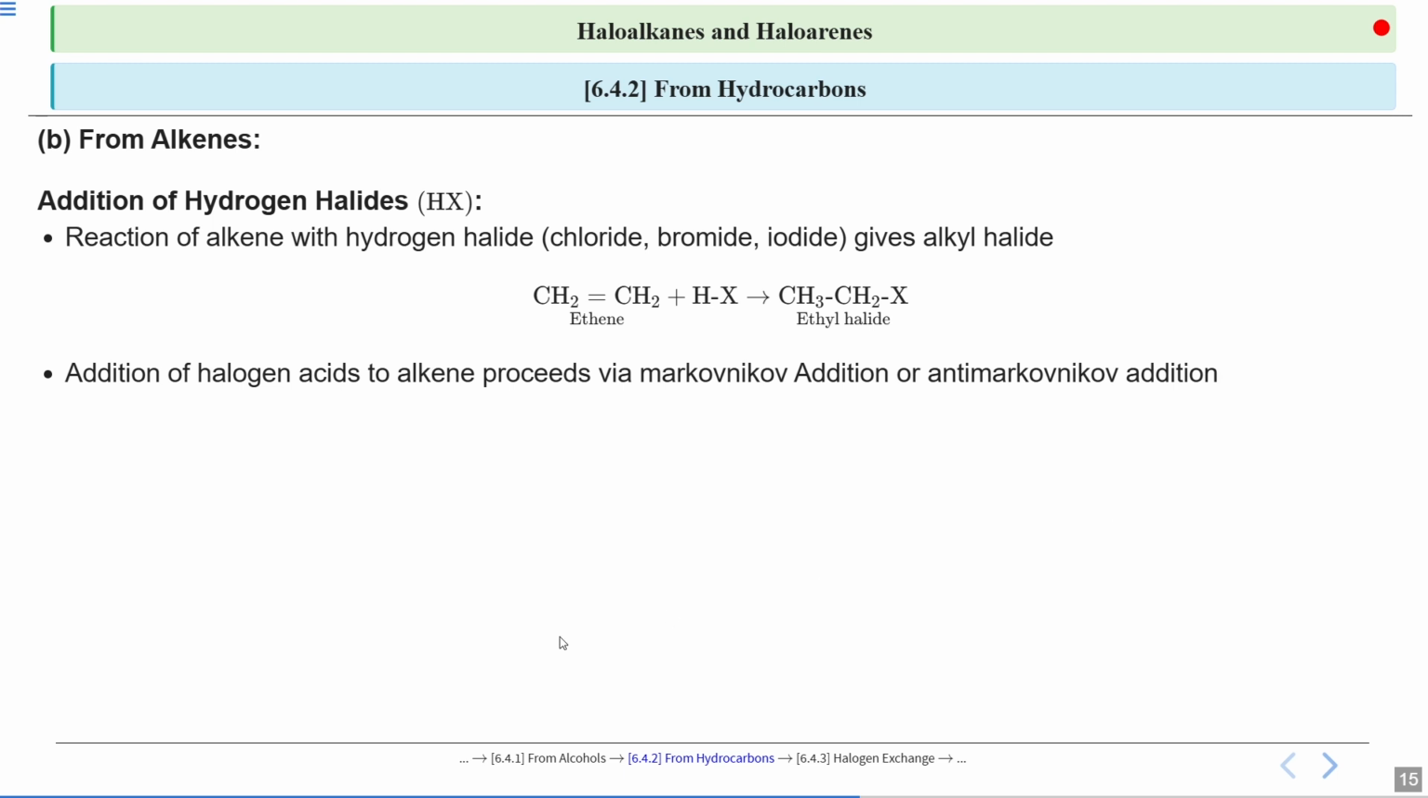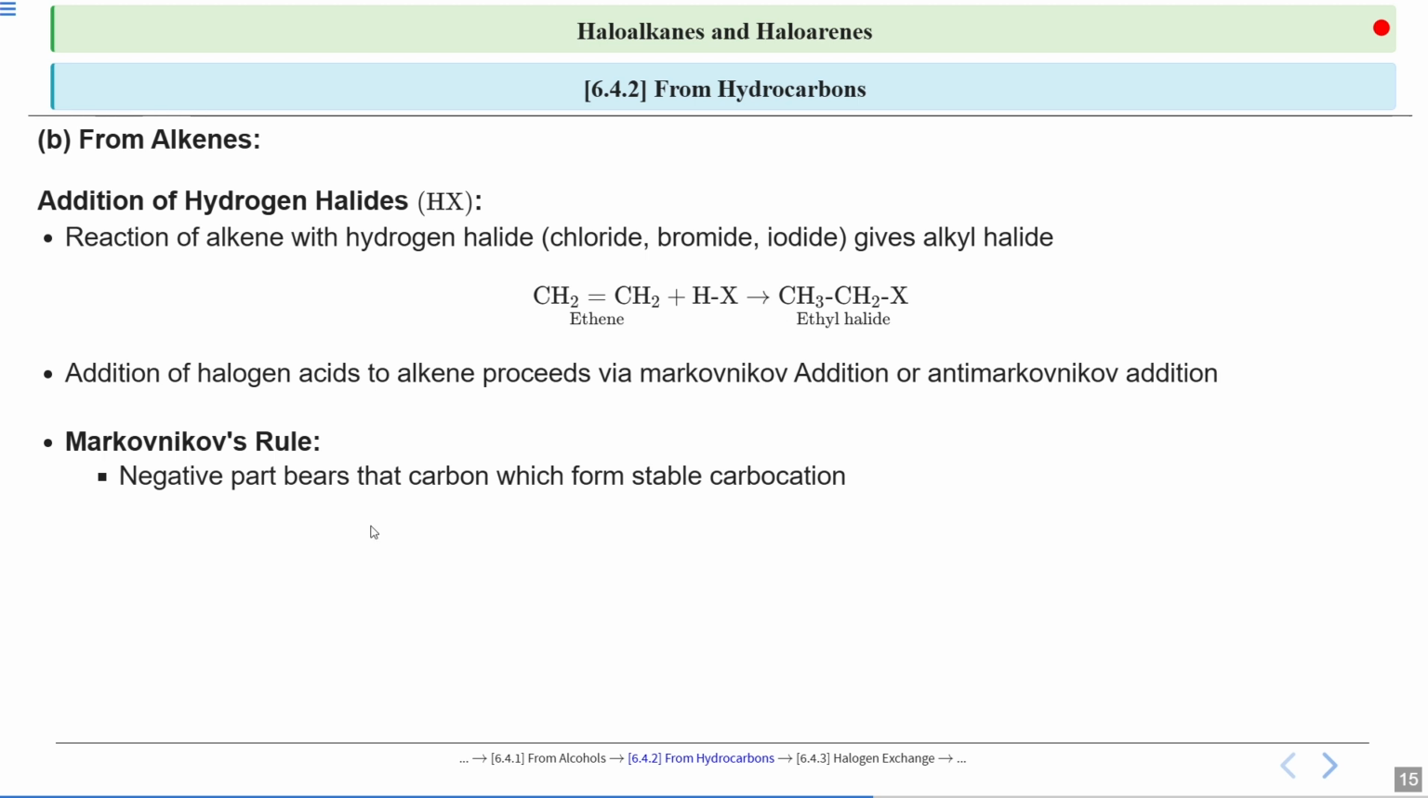Now, what does the Markovnikov rule say? The Markovnikov rule says that the negative part, or you can say the halide part, in HX, H positive, X negative, right? So that X negative part bonds to the carbon which forms the stable carbocation. Or you can say that the halogen, that is the negative part, is going to attach to the carbon that has a lesser number of hydrogens, or the carbon which forms the stable carbocation. You can understand it in both ways.